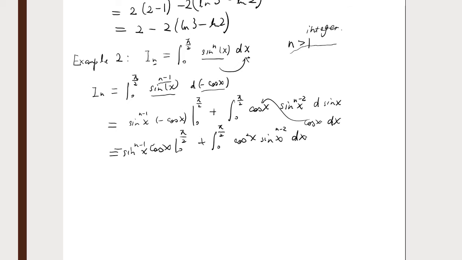Okay, so let's double check. So we have n minus 1 here, so don't forget about that. So we can further put it down here. Okay, now it looks okay, good.